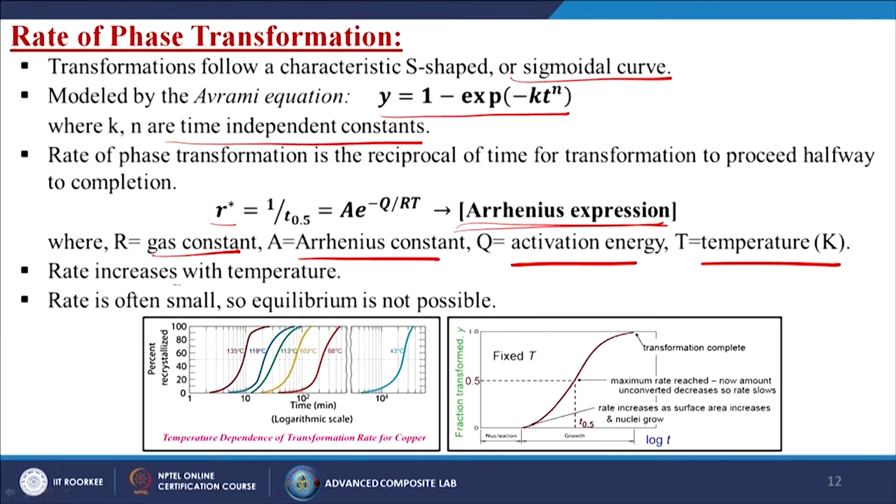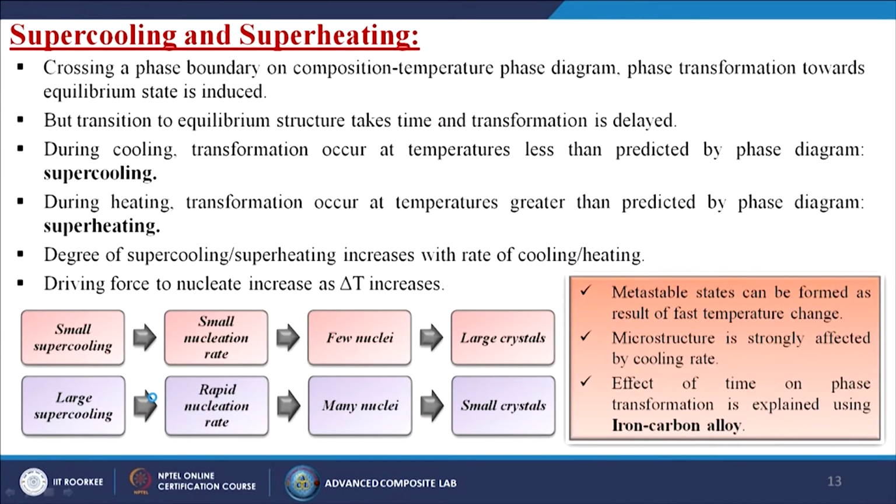Rate increases with temperature, and the rate is often small, so equilibrium is not possible. In this particular case you can see how the percent recrystallization takes place with temperature: the temperature dependence of transformation rate for copper. So, this is the example.